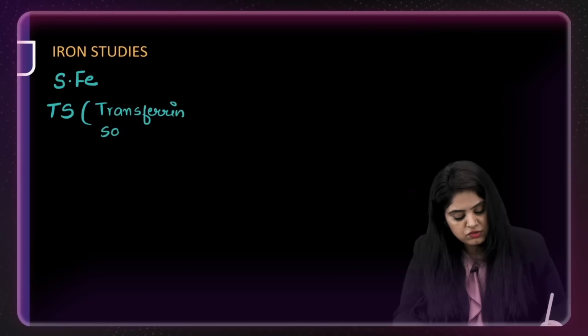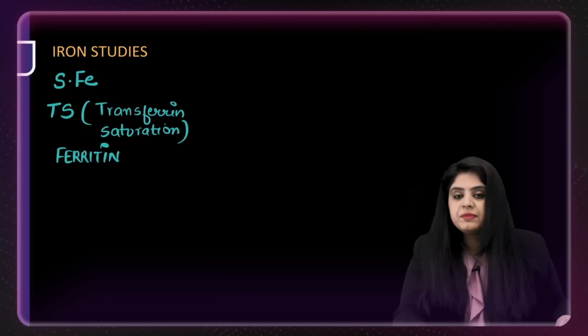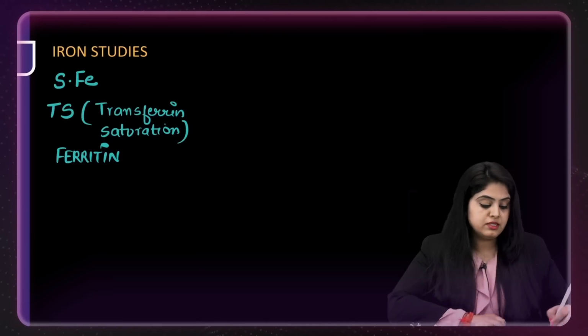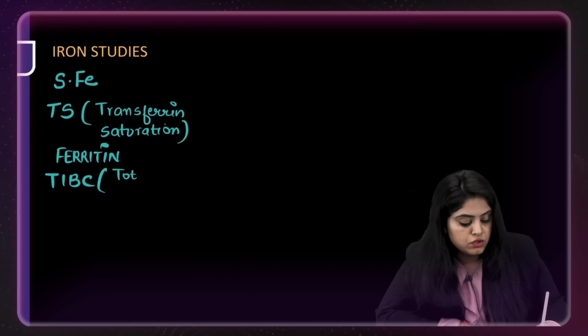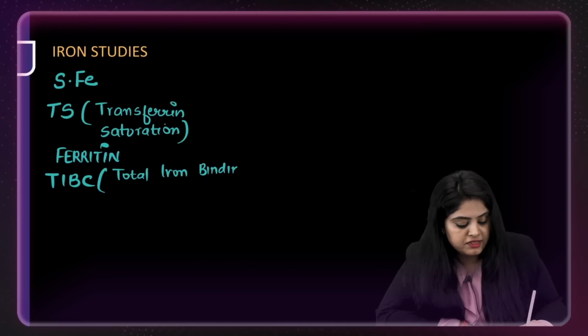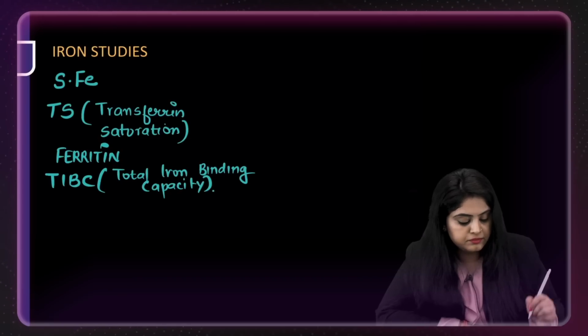What we measure next is transferrin saturation. What is the storage form of iron? Storage form of iron is ferritin. Okay. Now, there's another parameter which you call as TIBC. Please note the full form first. Total iron binding capacity.